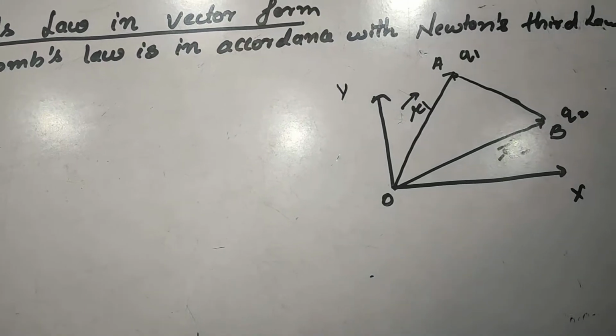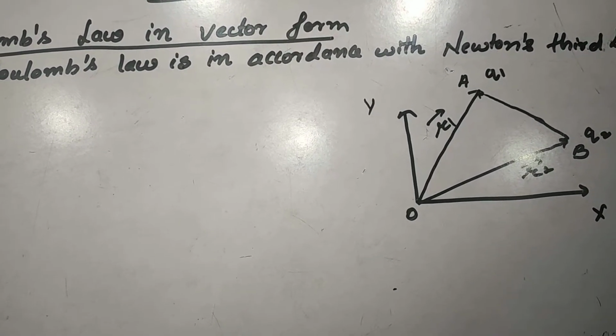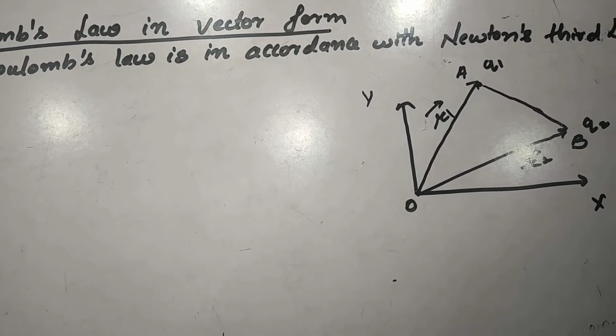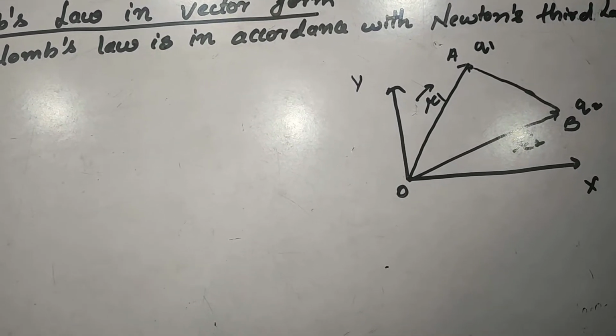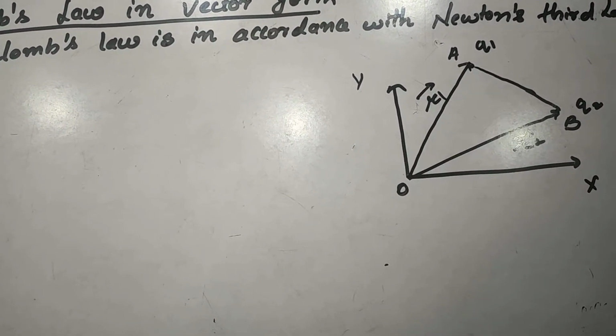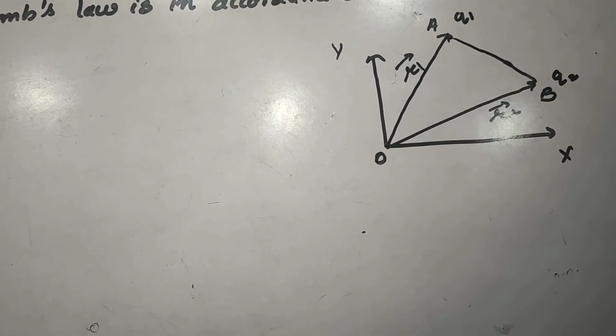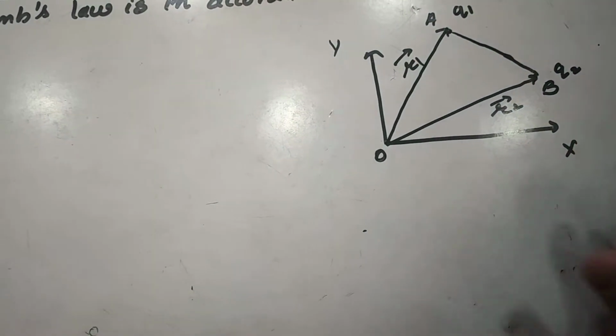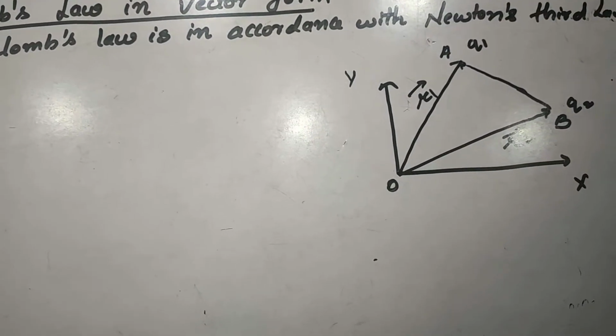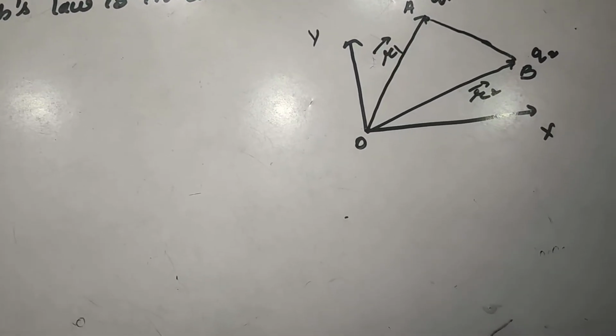Now, how to find out the position vectors can be done by using the triangle of vector addition, which I will tell you later on. Right now this is the diagram to understand Coulomb's law in vector form.